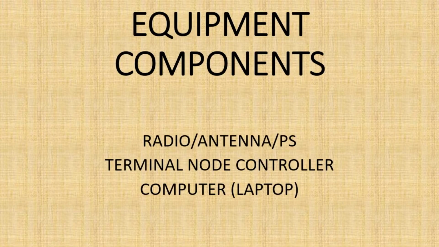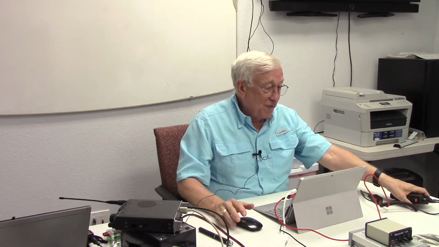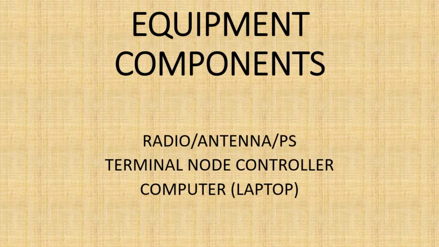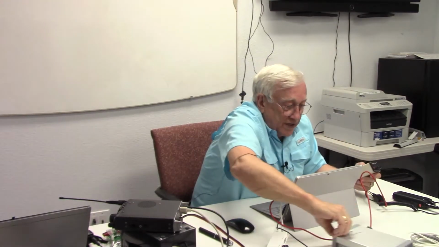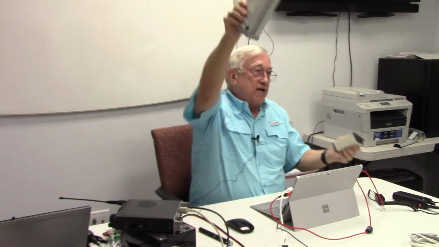Okay. Let's look at some of the equipment that's needed. Obviously, you need a radio. Obviously, the radio's got to have an antenna. And you've got to have a power supply. In this case, it's a battery. But now you have to have something called a terminal node controller, which is just another name for a modem. There are several kinds of modems. This is a Pactor modem. This is a Pactor 3 modem.